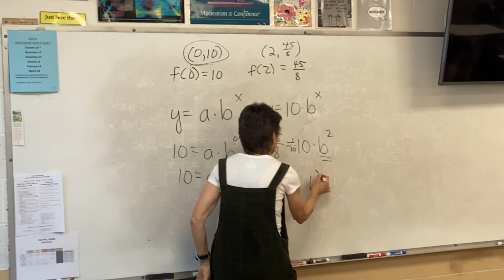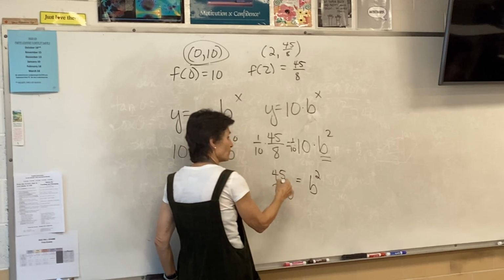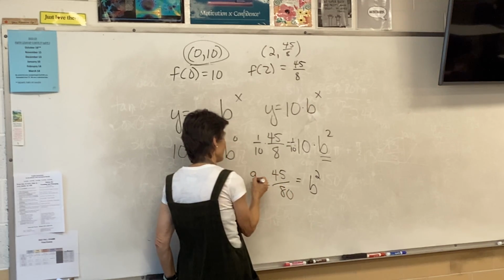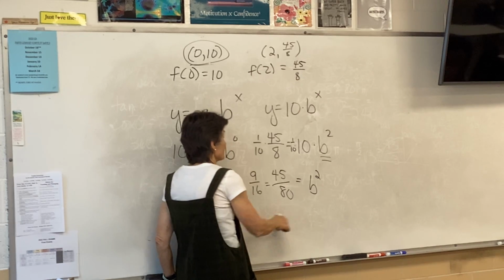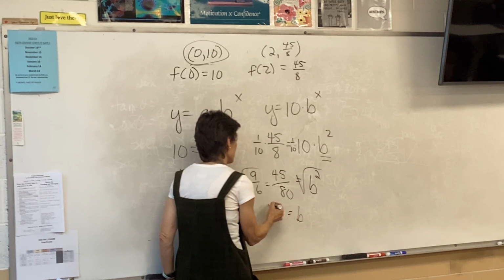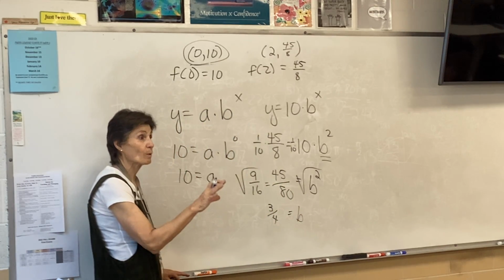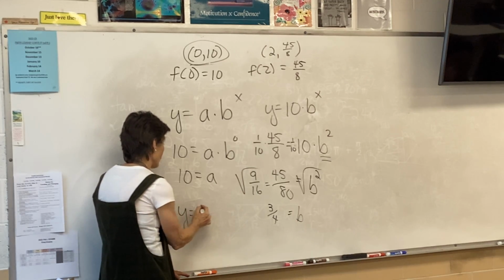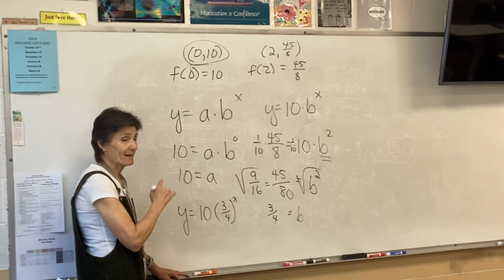So B squared ends up equaling 45/80. Let's see if that reduces. 5 goes into both. 5 goes 9, and 5 goes, oh my gosh, 16. How perfect is that? That's really good. Because now we're going to take the square root, and B is 3/4. Now don't get so excited that you forget your job was to write the equation. So Y equals 10 times 3/4 to the X. That is the equation.